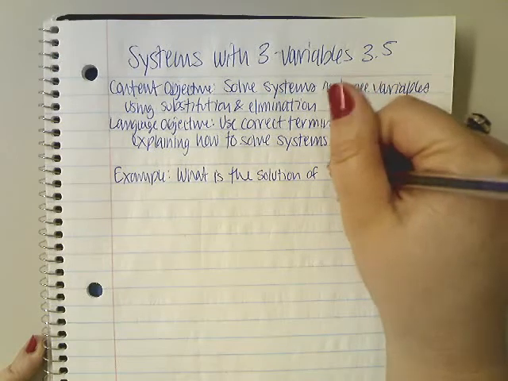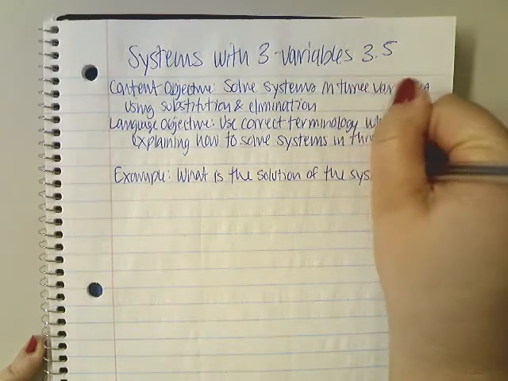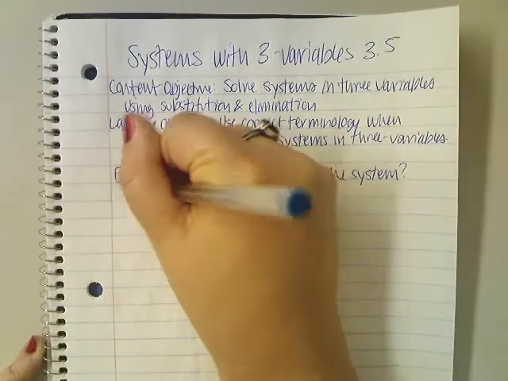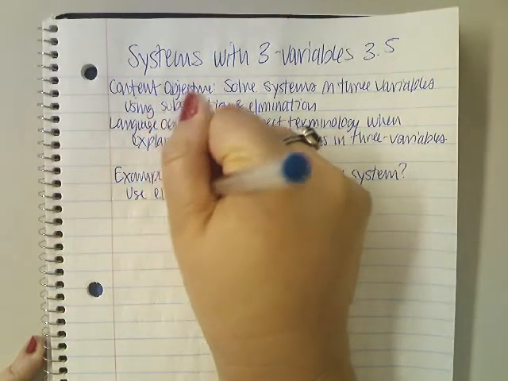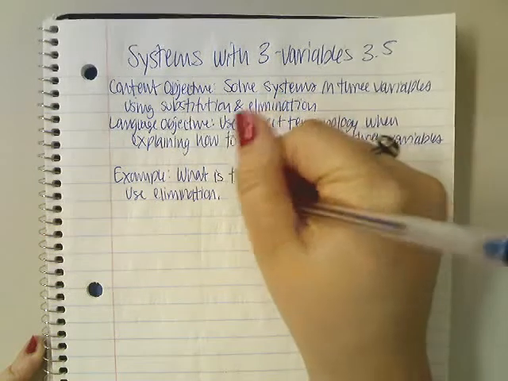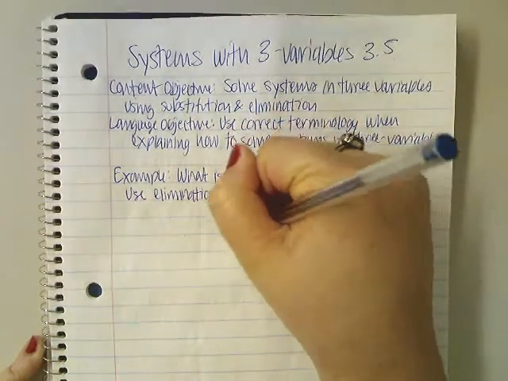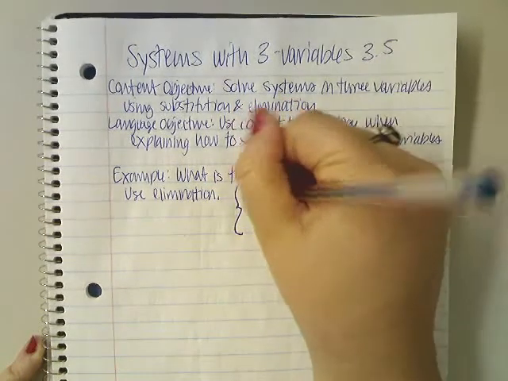So I want us to figure out what is the solution of the system. And I want us to use elimination to start. So since we have 3 variables, we need 3 equations. Whenever you're solving a system, you need as many equations as you have variables.